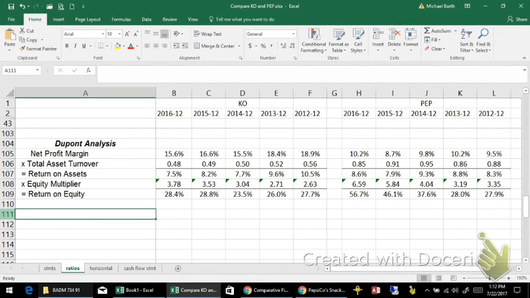In this video, we will look at DuPont analysis for Coca Cola, stock symbol KO, and Pepsi Cola, stock symbol PEP, over the period 2012 through 2016. DuPont analysis is named for the company that more or less invented or hyped the process of decomposing the return on equity. That the return on equity is the net income per dollar of equity, that's the amount of money the shareholders earn, into component pieces.